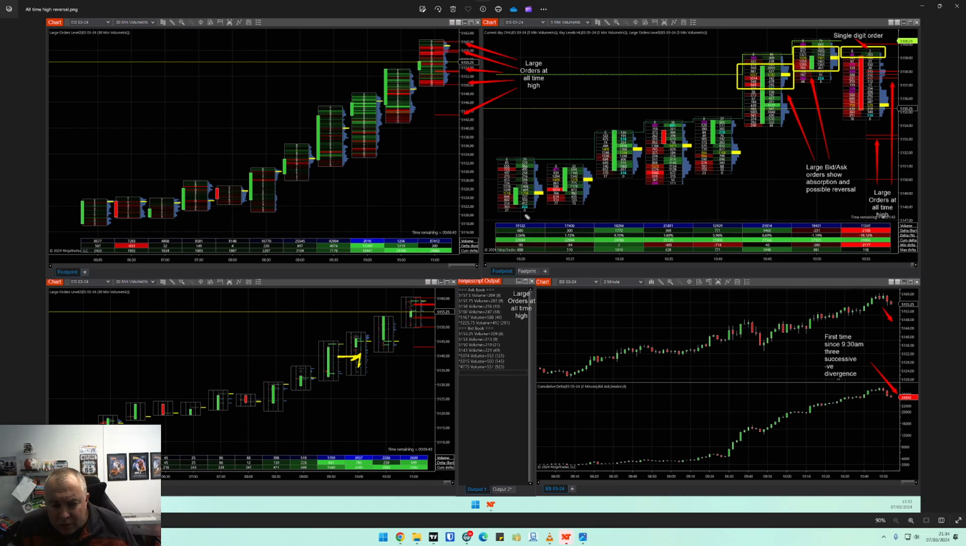So going further in, that was just before 9:50, I think it was. My entry was around here, but it's not on this chart. You can see we had large areas of absorption, which usually signifies a reversal. There was the bid and the ask, quite large. You see all these are in the thousands, thousands and thousands rather than hundreds.